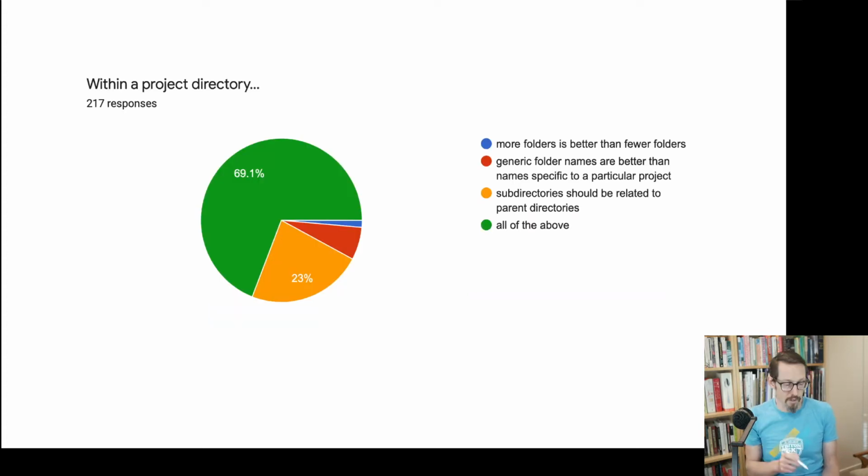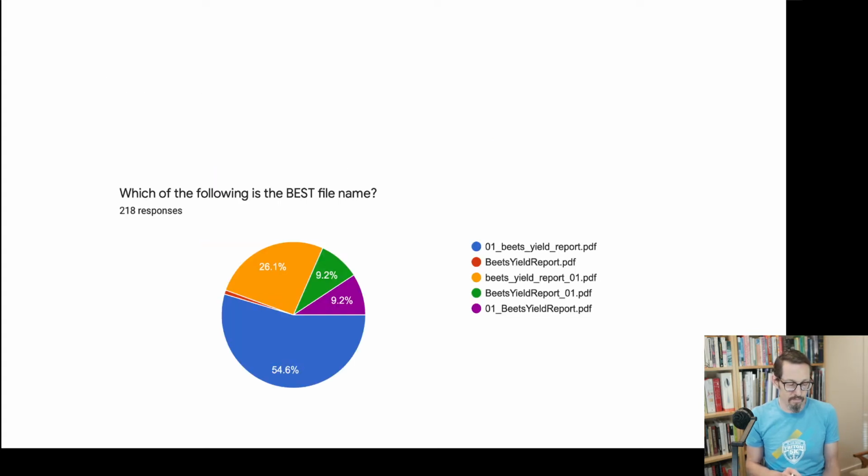So this is another one where most people got the right answer, but the answer is all of the above. Each one of these is an element, and some of you missed that. Which of the following is the best file name?